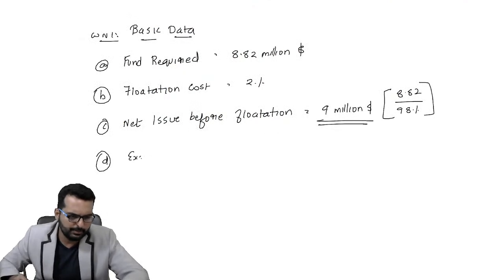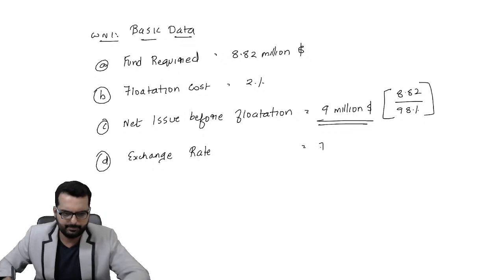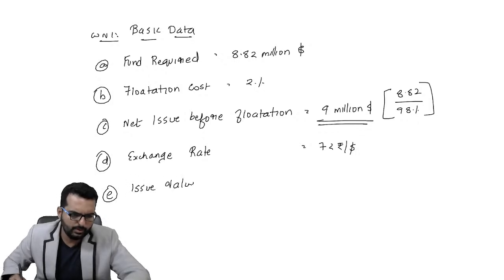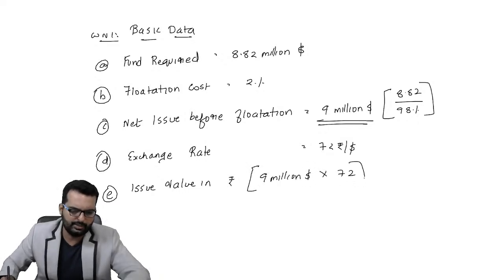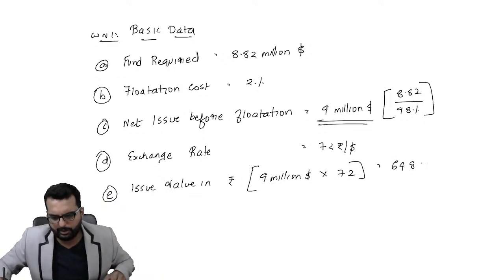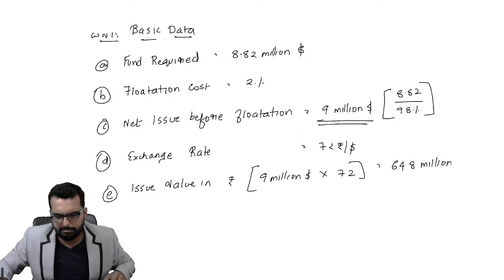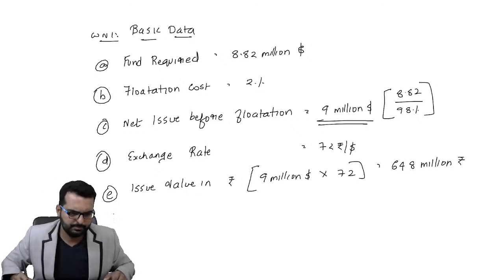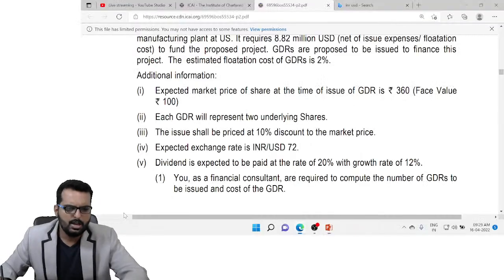So I'll write down first the exchange rate: 72 rupees per dollar. So what is the issue value that you get in rupees? It would be $9 million into 72. Do I get the answer as 648 million rupees? Everybody clear so far?